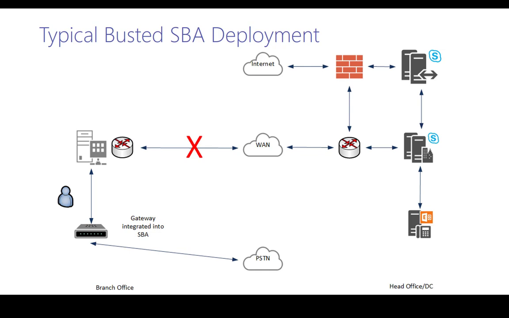So maybe the users aren't used to dialing extensions. They're used to going to their buddy list and just clicking on somebody to call them. Well, you can't do that anymore. That functionality, the buddy list, is provided by those servers that are across the WAN that we can't contact.